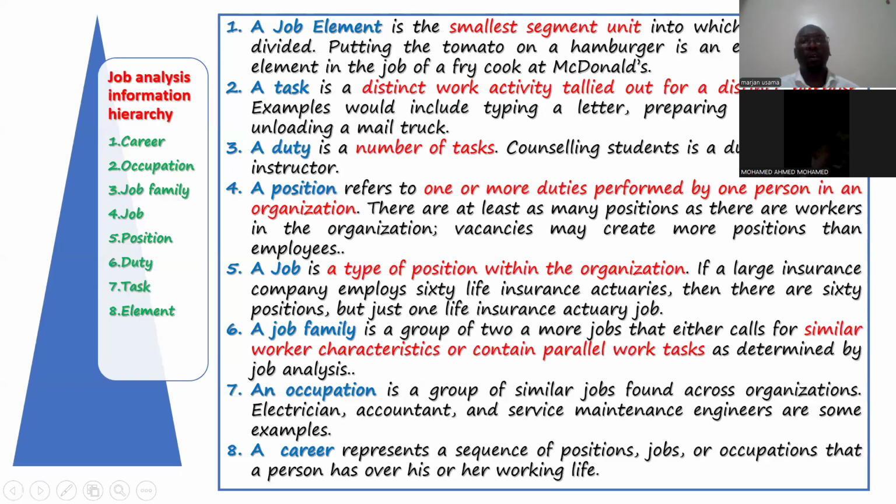Then you have an occupation. An occupation is a group of similar jobs, found across organizations. For example, electrician, accountant, and service maintenance engineers are some examples.